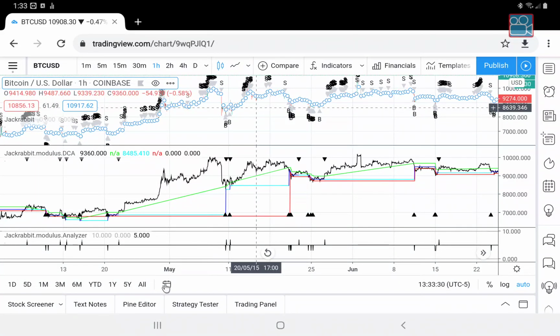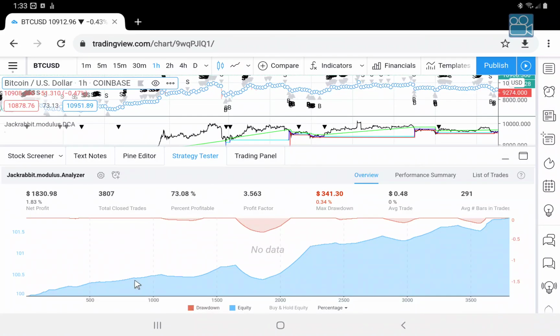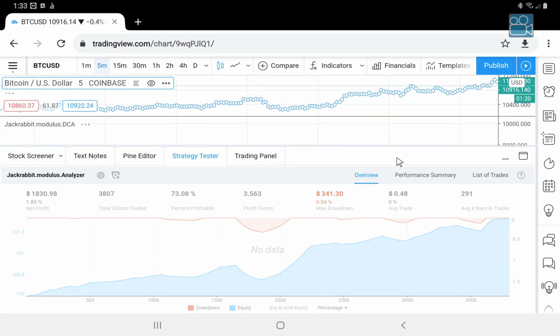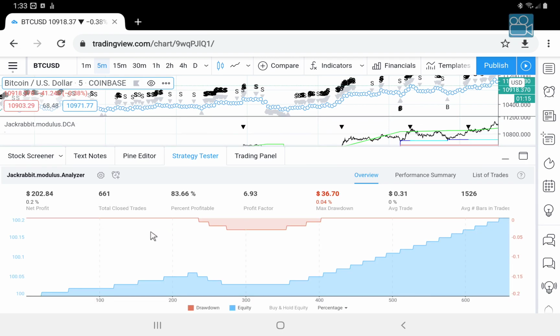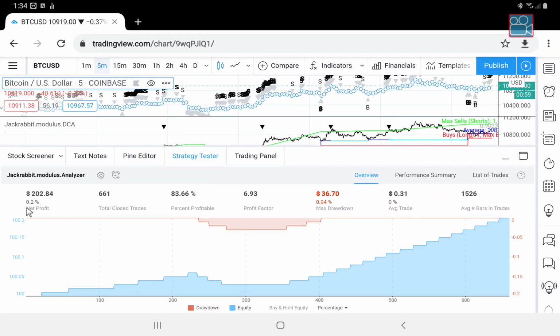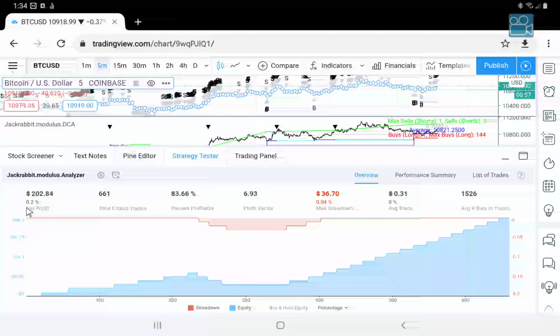So for the 1 hour time frame, $1,800. For the 5-minute time frame with the most recent history, the last 17 days, $200. So for 17 days, one coin, $200. If you have the capital to trade on a larger radius, that is pure, unadulterated profit.